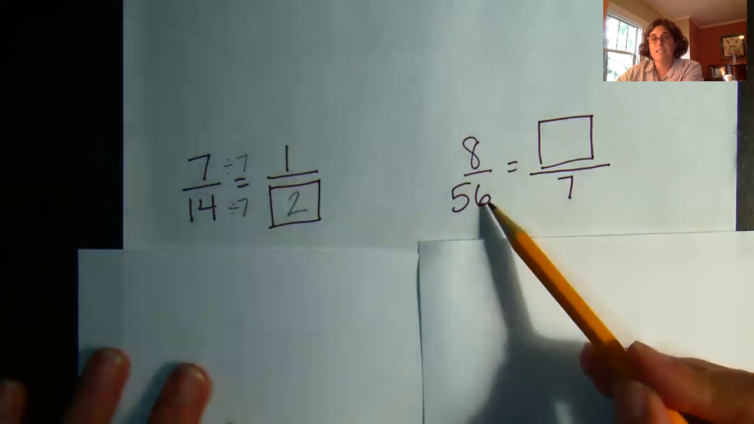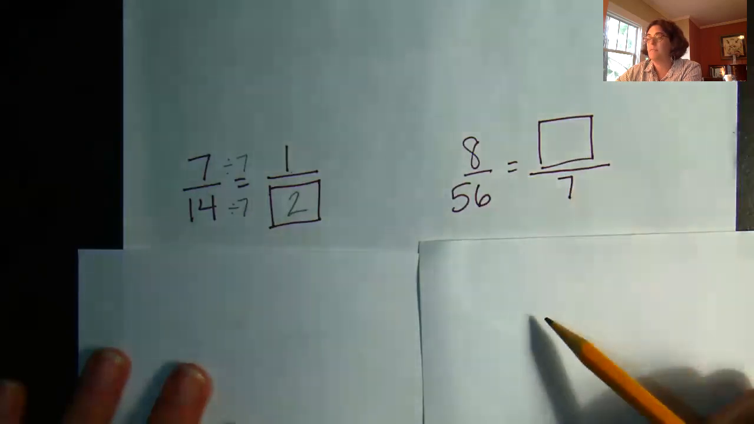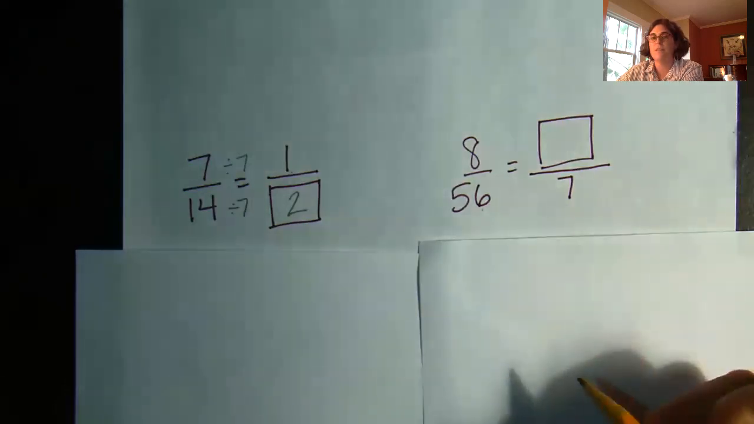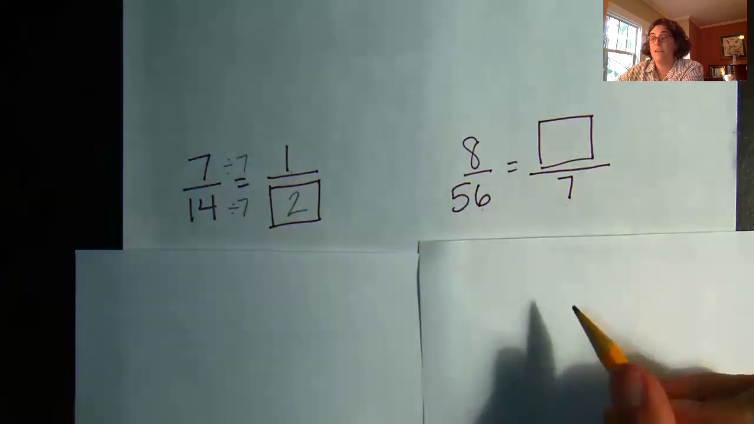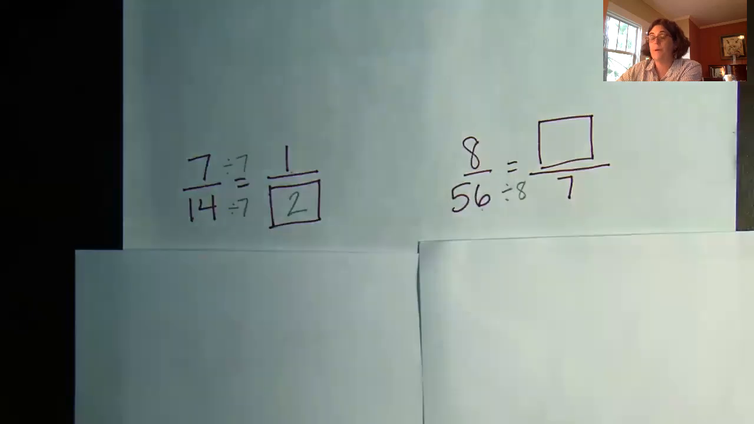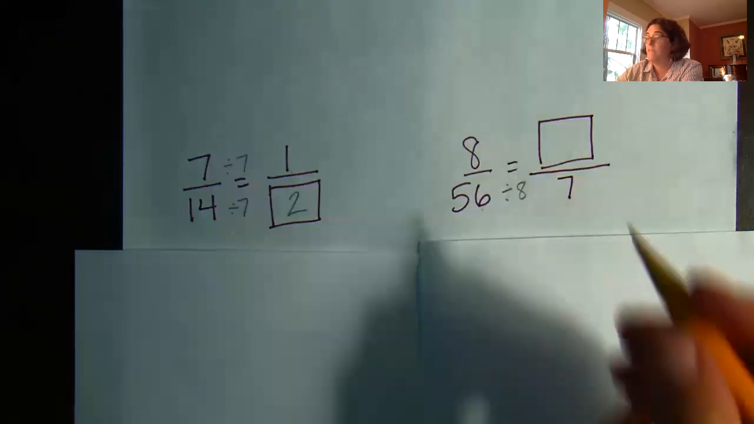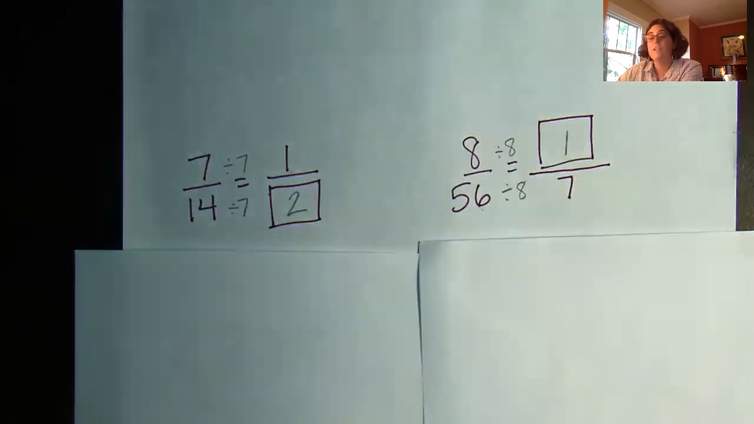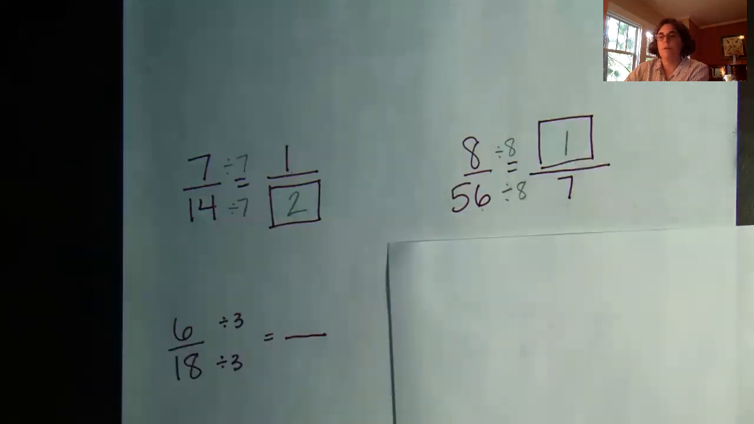Let's do one that's a little harder. 8/56 equals what number over 7? So now we have to figure out what 56 divided by what number gives me 7. You can use your counting bys to give a strategy to help you with this, counting up by 7s. But I'll go ahead and write down, we can divide 56 by 8 to get 7. So what am I going to divide the top number by? Very good, by 8. So 8 divided by 8 gives me 1. So 8/56 equals 1/7.